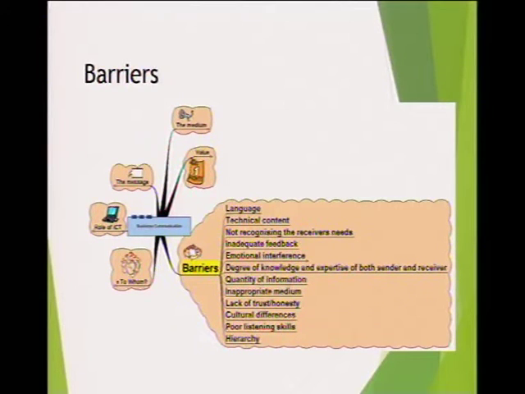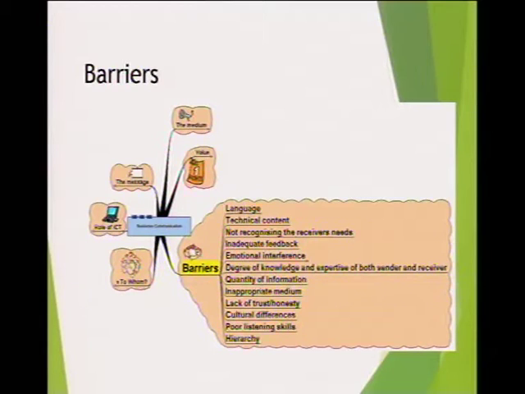There are a number of factors there. It could be emotional interference. It could be the quantity of information, too much information being given, or an inappropriate medium. For example, if I'm sending someone in the village a message, I use an email. The person who doesn't have access to email will not receive the message.